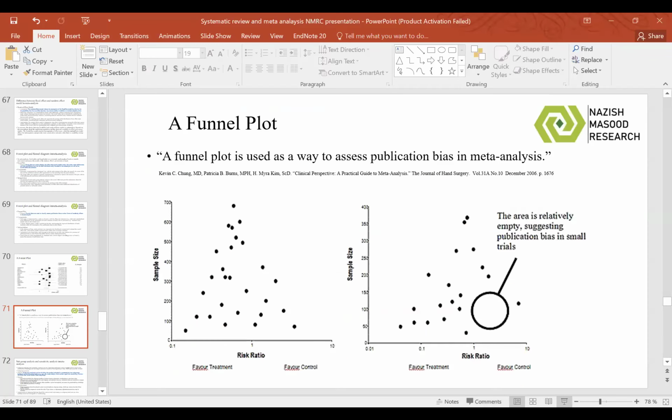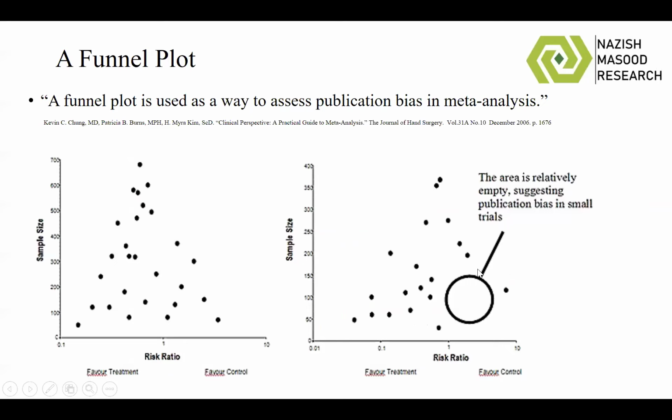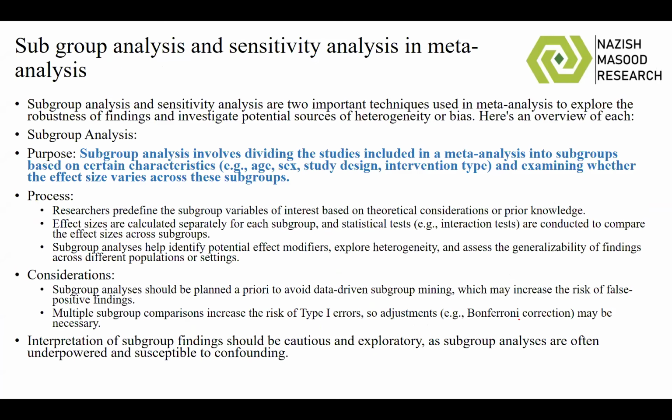I hope this funnel plot was able to help you understand what publication bias is and how we can detect it. And then that brings me to the last part of this whole theoretical hoggle boggle that we are trying to cover today. So, what we are going to cover right now is subgroup analysis and sensitivity analysis.